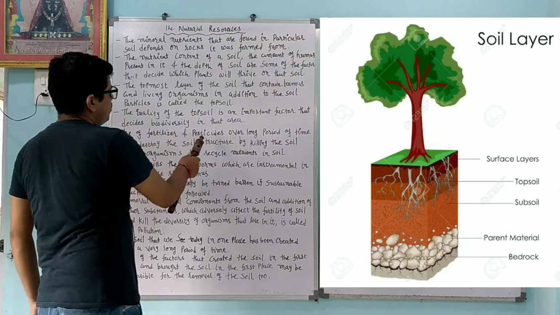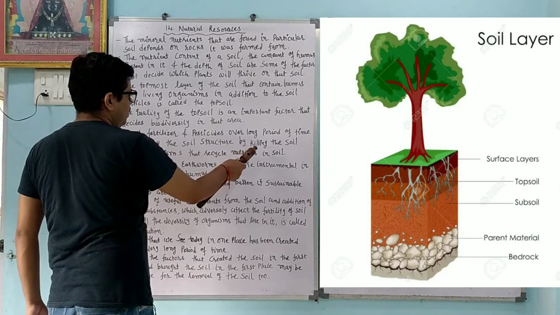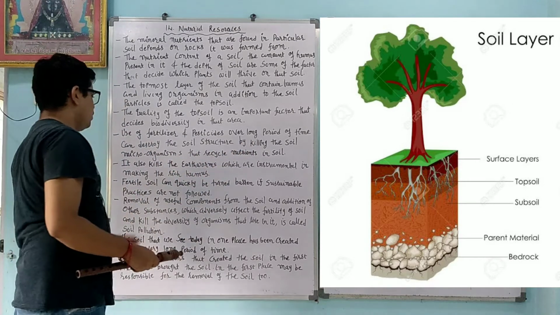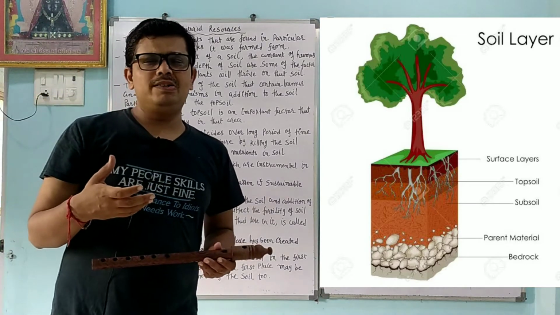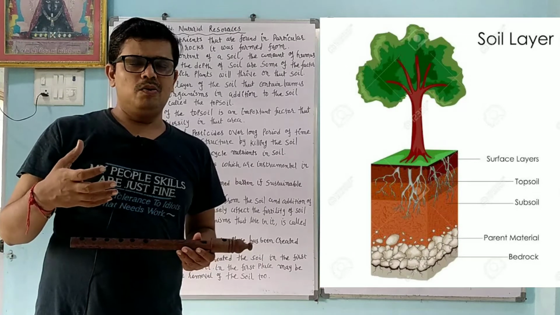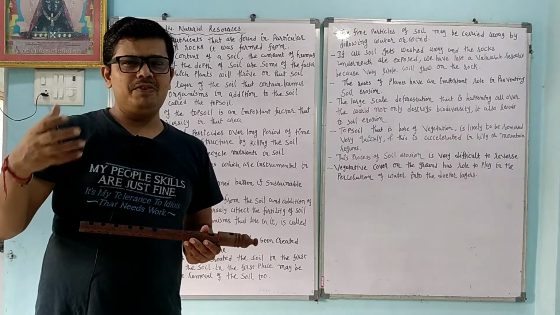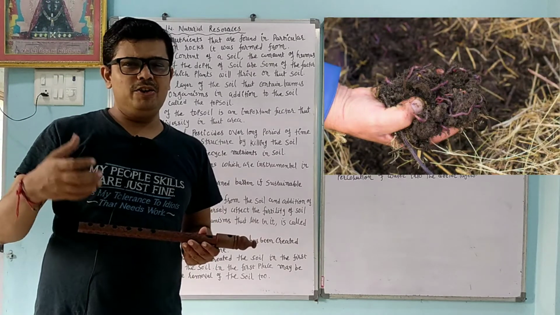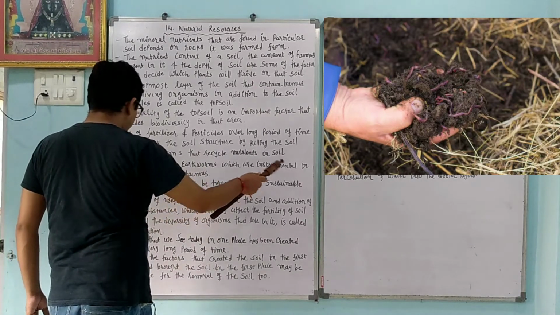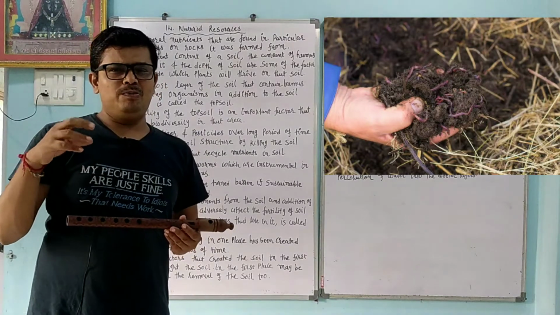Use of fertilizer and pesticide over a long period of time can destroy the soil structure by killing the soil microorganisms that recycle nutrients in the soil. Okay, so when we use more and more fertilizer or pesticide, it kills many microorganisms present in the soil. Because of that, whatever nutrients they are fixing for the plants will be reduced. It also kills the earthworms, which are instrumental in making the rich humus. Okay, so earthworms are very useful to make the rich humus.